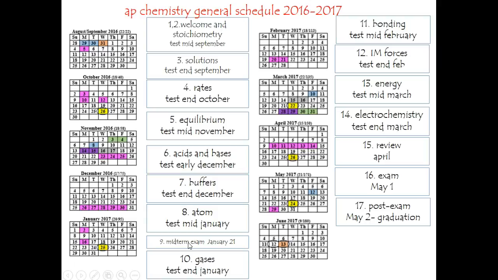That'll just have lots and lots of review questions, many of which are AP released items, both multiple choice and free response. And we take the midterm exam on January 21st. Okay, now it's the second half of the course, and chapter 10 is gases, which we'll finish by the end of January. Then we'll do bonding, both covalent, ionic, and metallic, finishing that mid-February.